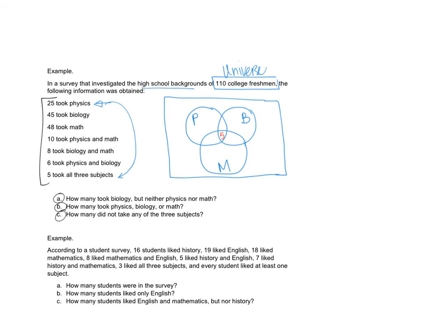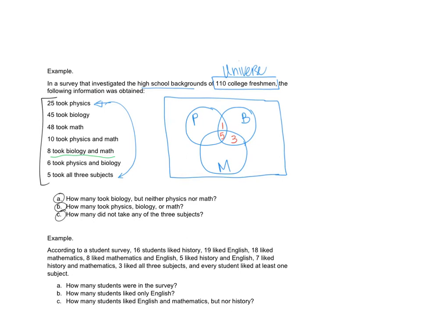Well, it says 6 people took physics and biology. So physics and biology is this section right here. It says 6 people live in there. Well, I already have 5 people in there, so that means that 1 person has to be in that little section there. Then it says 8 people took bio and math. Well, bio and math is right here, but I have 5 people already sitting in there, and so I need to make 8. That would mean 3 people would have to be in that section. So that way that total, if you add 5 and 3 together, that's 8.